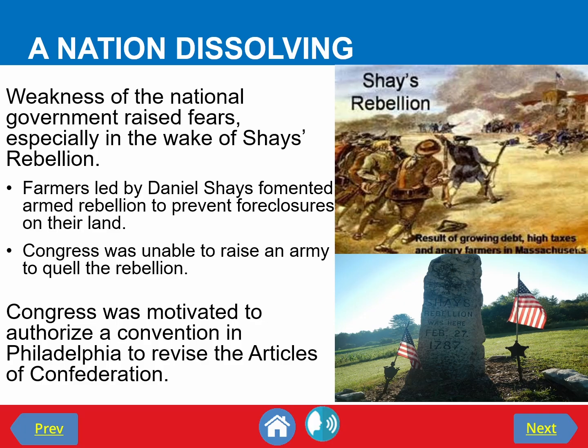The governor of Massachusetts asked Congress for help in putting down the revolt, but it had no army to send. He finally turned to the state's wealthy merchants who hired a private militia to quell the rebellion.